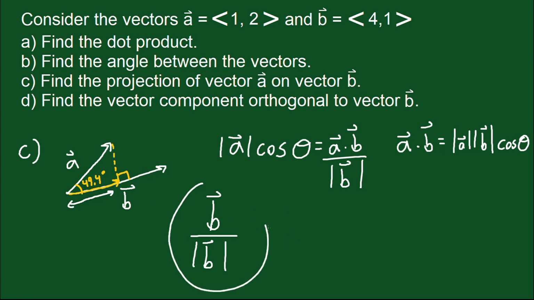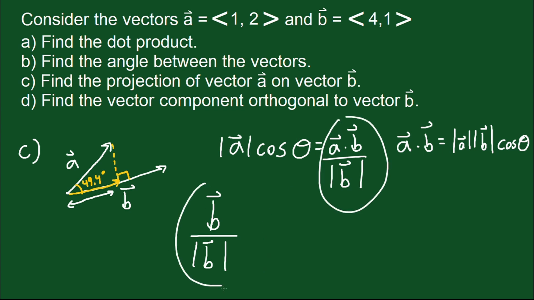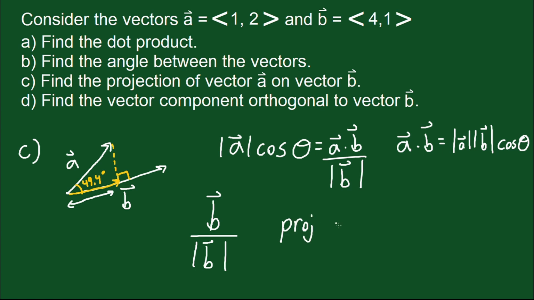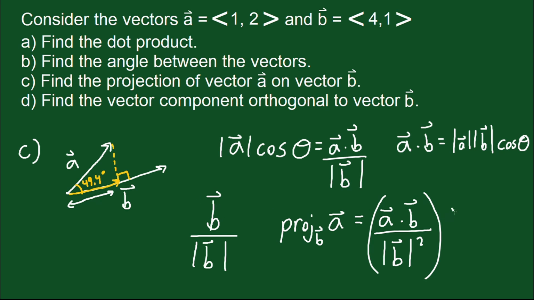So this is the unit vector. Okay, so we just have to multiply these two things together. In other words, what we can say is that the projection of vector A onto vector B is equal to these two things multiplied together. And if you'd like, when you multiply these, you can simplify it a little bit. You can say A dotted with B over, well, it's magnitude of B and magnitude of B in the denominator. That'll be the magnitude of B squared.